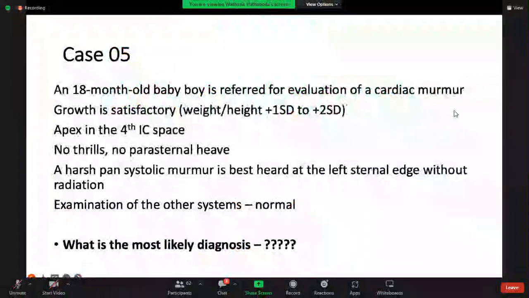Okay. So who's going to discuss this? This is a very short, very easy one. Just read and tell me what's the most likely diagnosis.